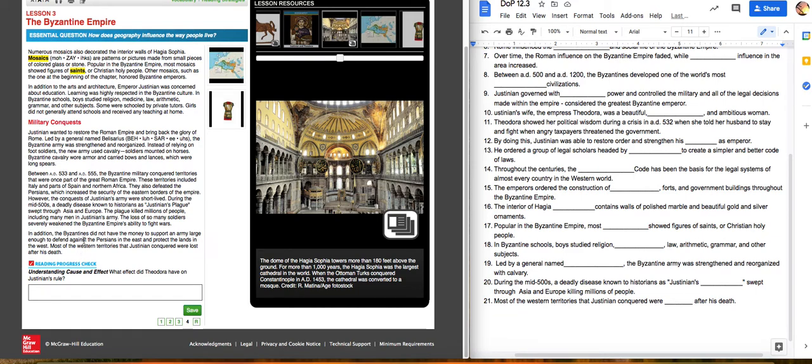And then we're going to get prepared for next chapter. In addition, the Byzantines did not have the money to support an army large enough to defend against the Persians in the east and protect the lands in the west. Most of the western territories that Justinian conquered were lost after his death. How it finishes up in 21. We're setting the stage for the new forces coming in that we'll talk about in chapter 13. One of the greatest forces that's going to change the Roman Empire, guys, is Christianity that we'll talk about.